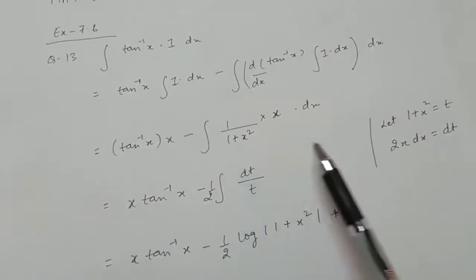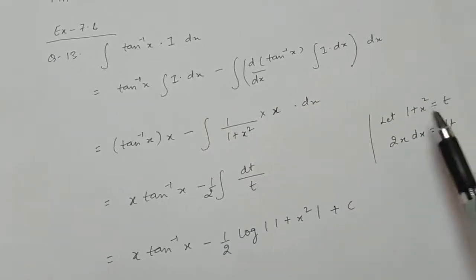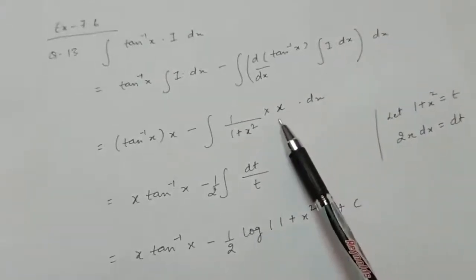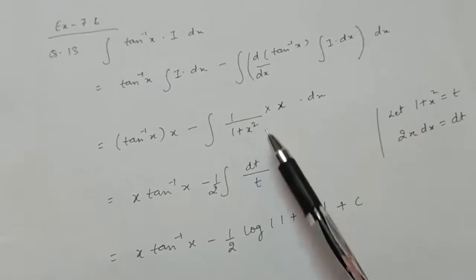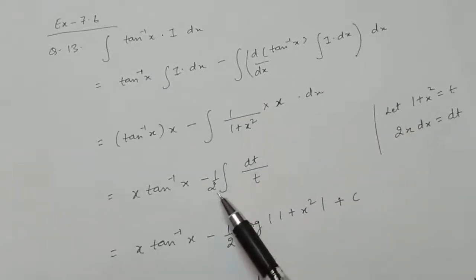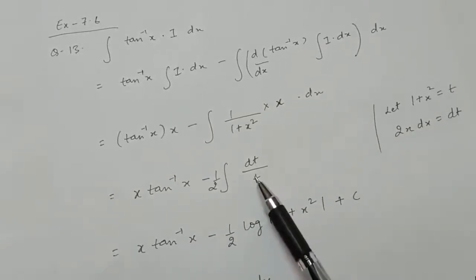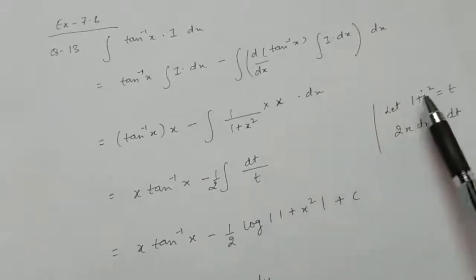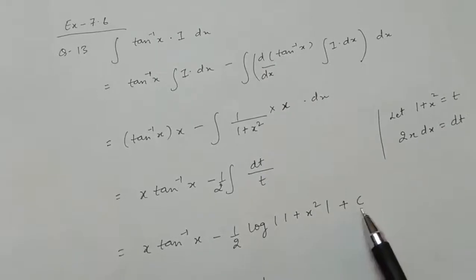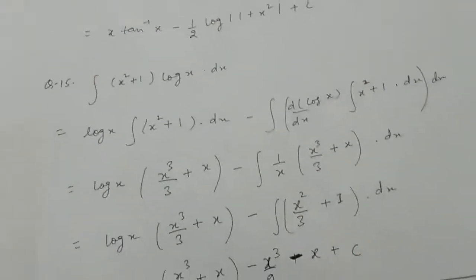Let 1 plus x square equal t, then you will get 2x dx equal to dt after differentiating both sides. That is, I am using substitution here. Now in place of this you will get t, and in place of x dx, dt by 2. Now this as it is, minus 1 by 2, the integral of 1 by t is log t, and we have assumed t as 1 plus x square. So write down this plus c. So this is the integral of tan inverse x.